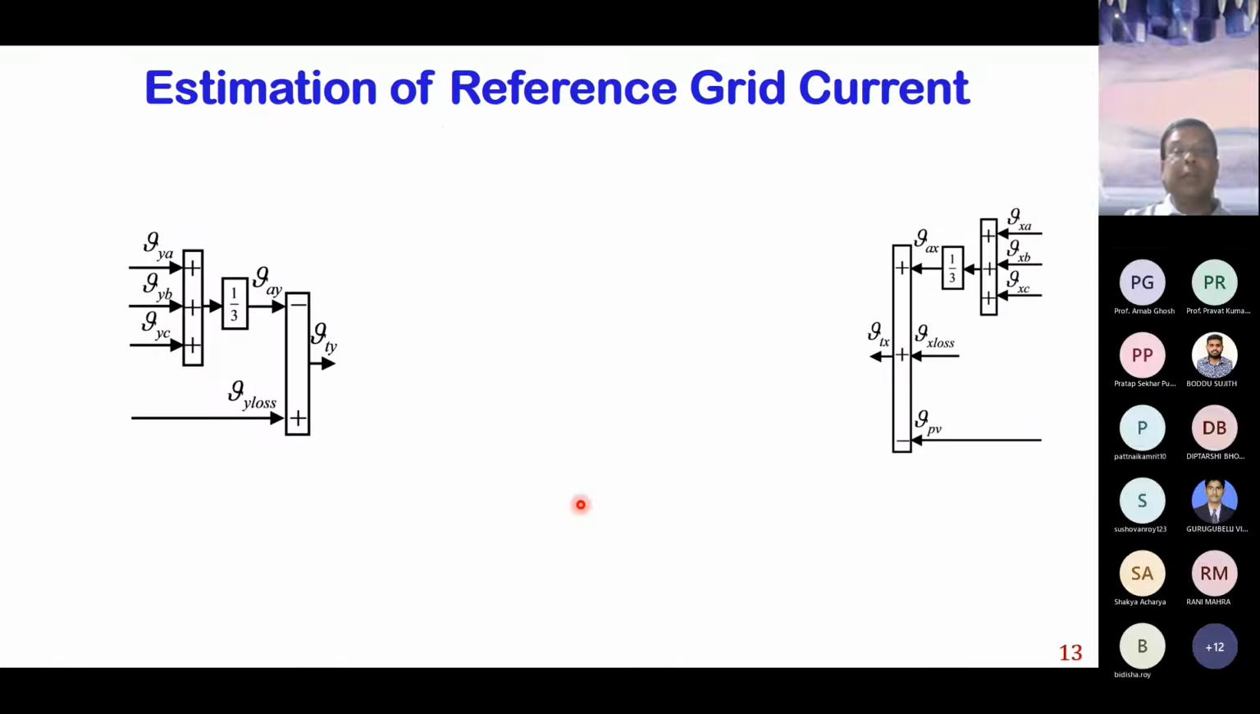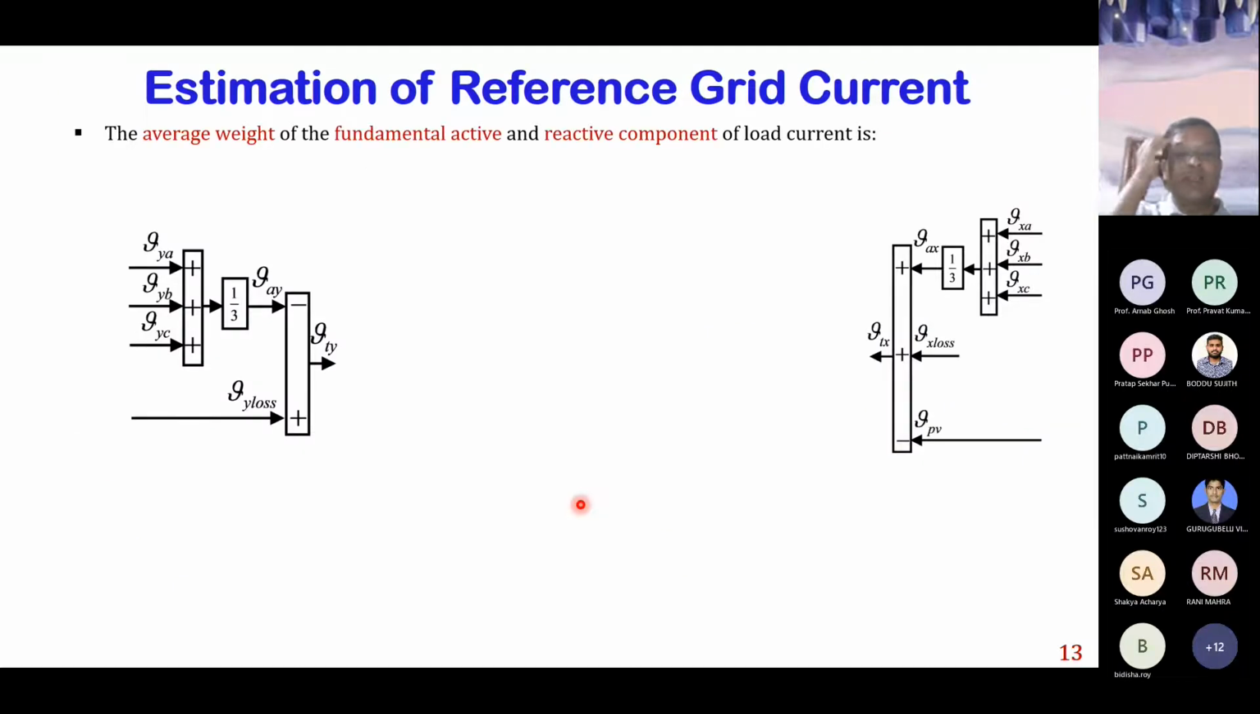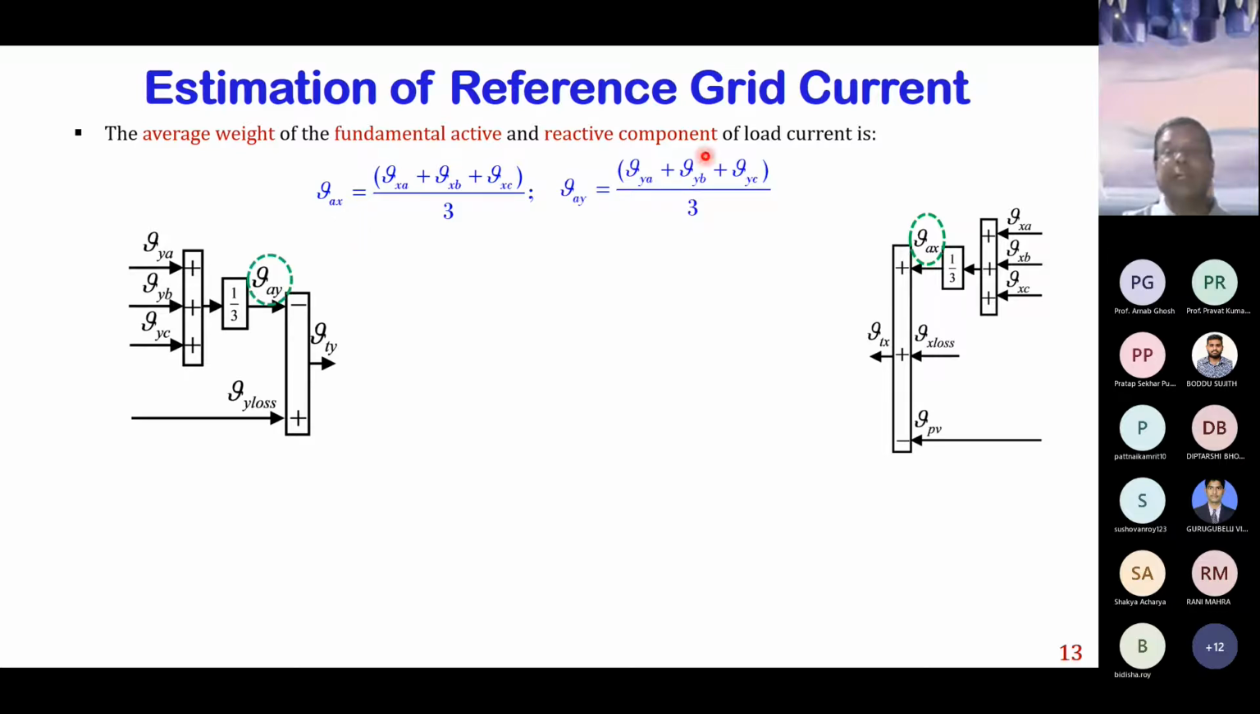Now, how to estimate the reference grid current. For that, we want to find the average weight of the fundamental active and reactive load current by using this formula. This is the active weight of the fundamental active and reactive load current, from VXA, VXB, and VXC. So you get this one. Similarly, this is the reactive component. So this is the block diagram. Here the additional element is the AC loss component.